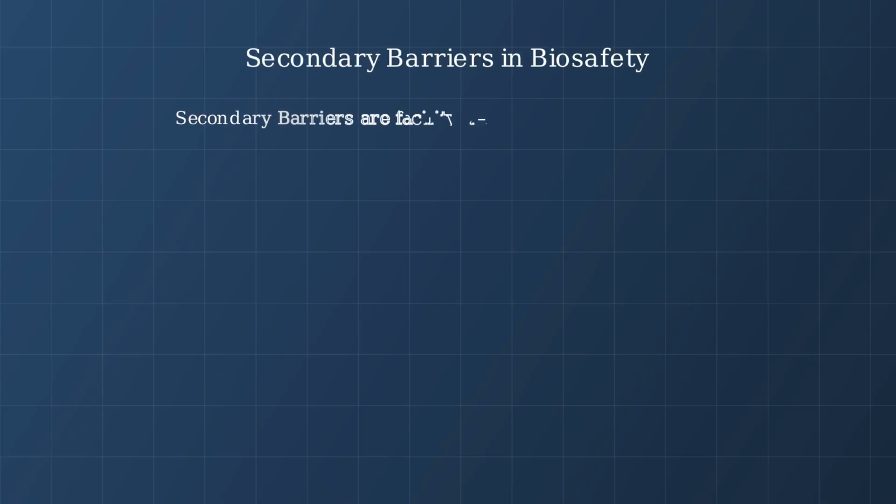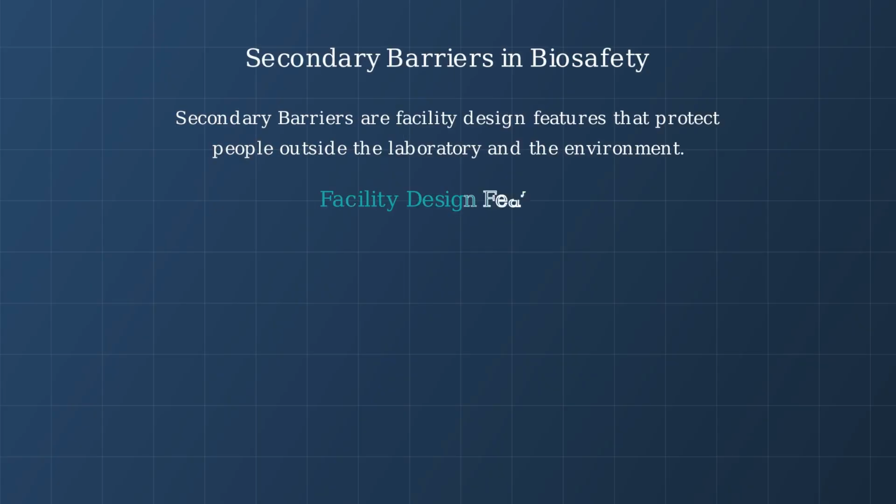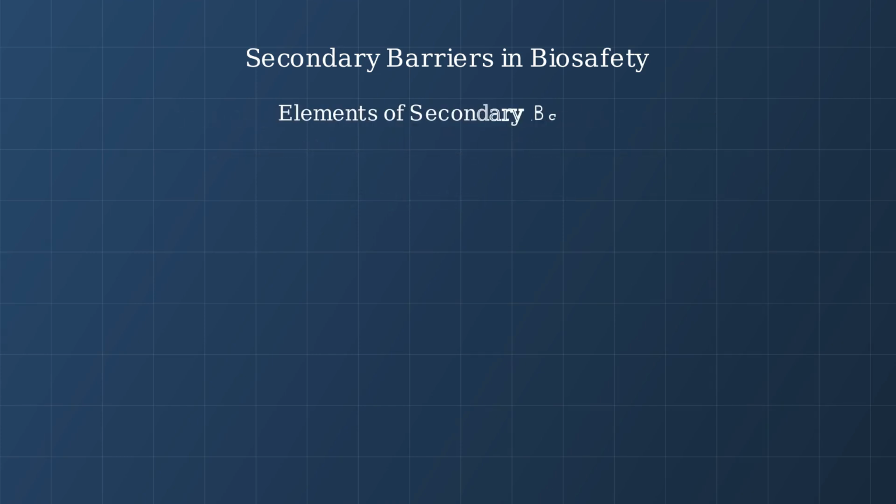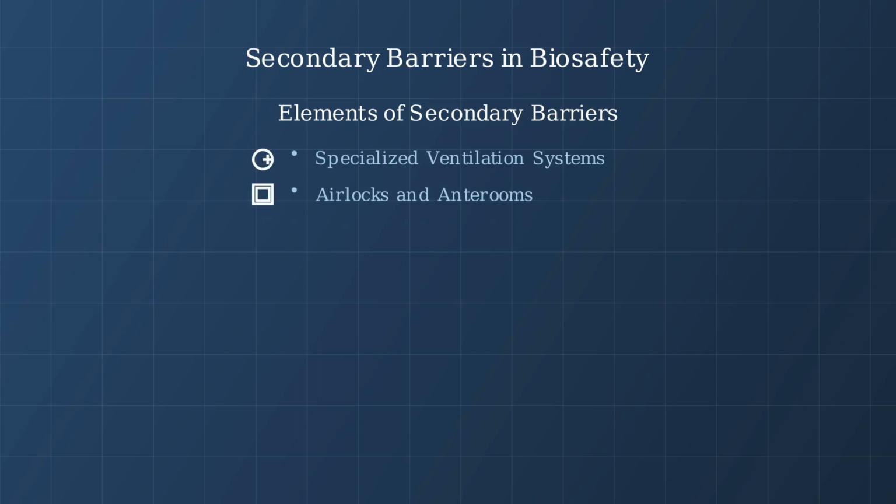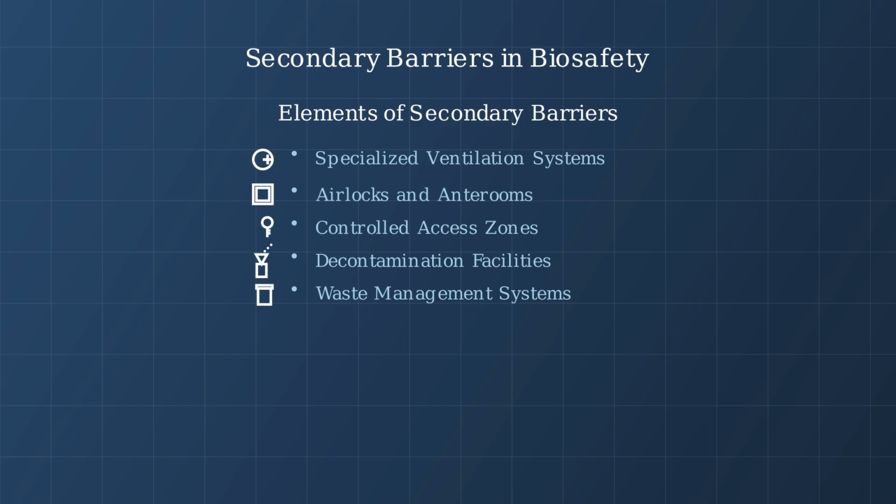Secondary barriers are the facility design features that protect people outside the laboratory and the environment. Secondary barriers consist of several key elements. These include specialized ventilation systems that filter air, airlocks and anterooms that separate lab spaces, controlled access zones that restrict entry, decontamination facilities for cleaning, and waste management systems.